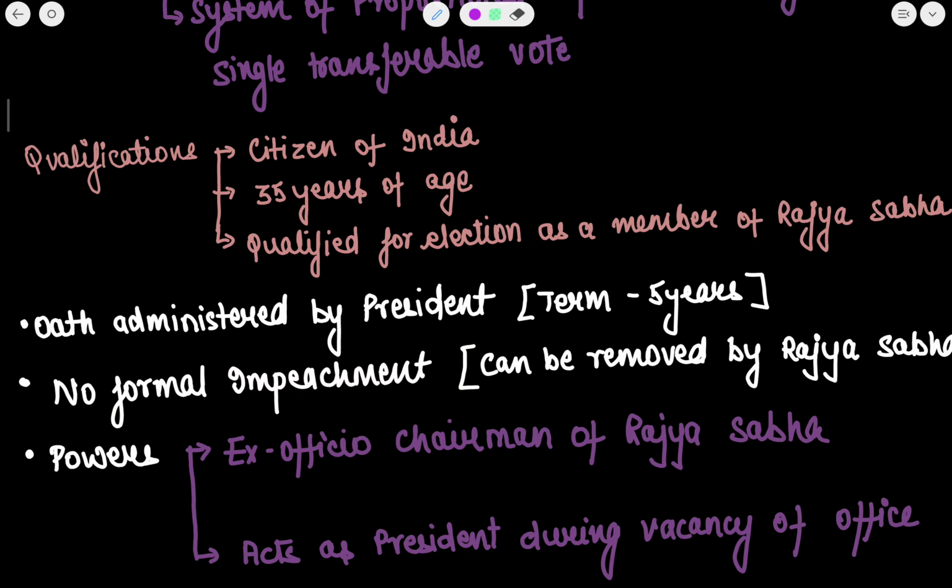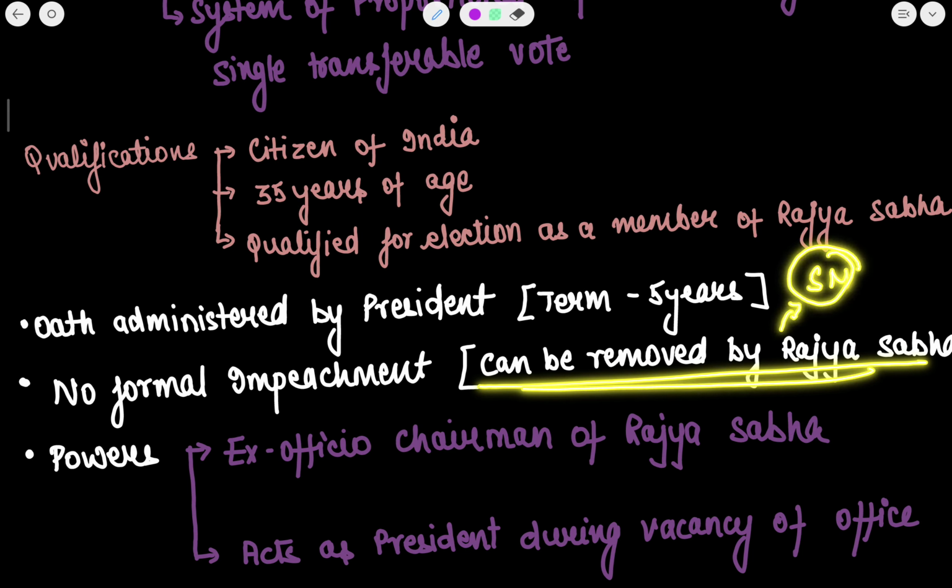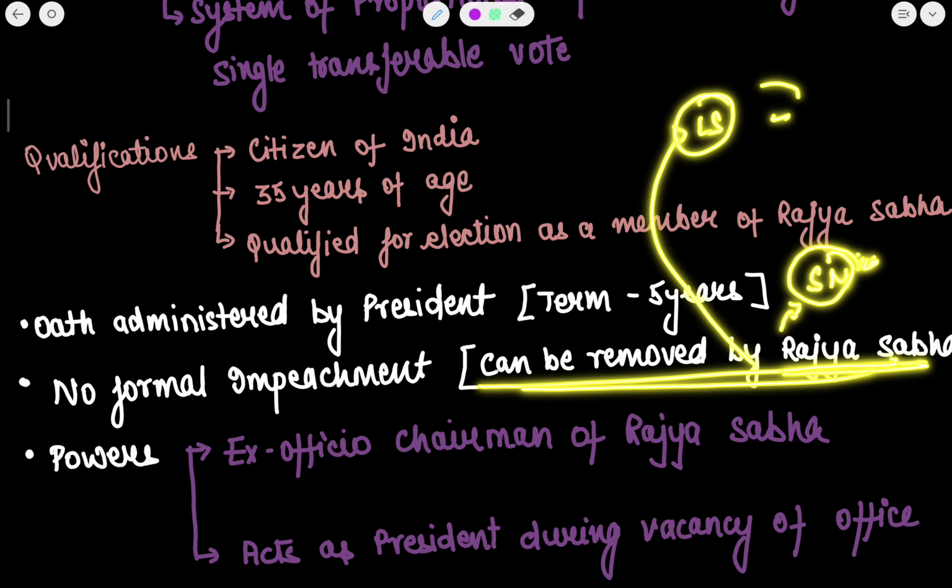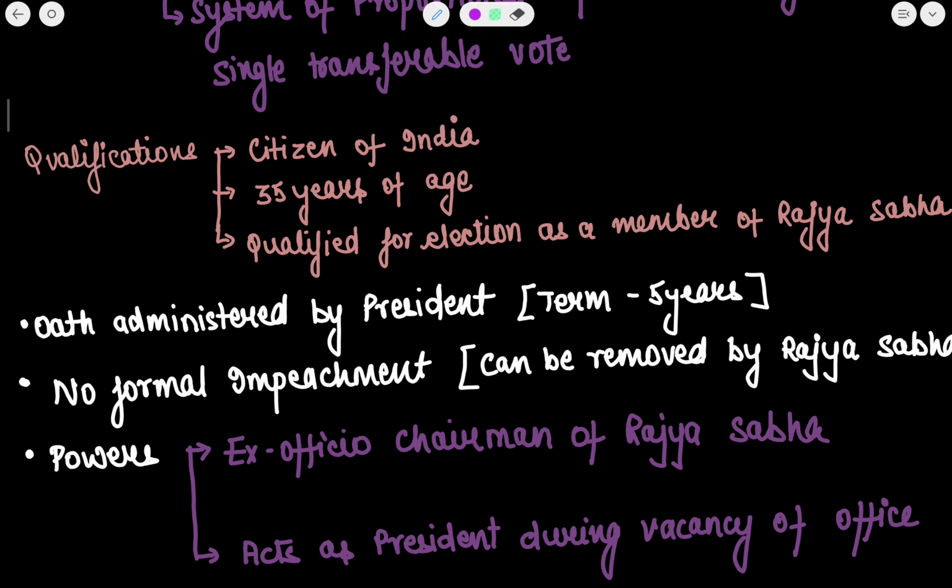Vice President can be removed by the Rajya Sabha. Rajya Sabha passes a resolution by special majority. You need to remember this. The Rajya Sabha has to pass the resolution by special majority, and Lok Sabha just agrees to it by simple majority. So the Vice President will stand removed. Okay, so the main point to be noted is that the Constitution does not mention any special formal provision for the removal of the Vice President.